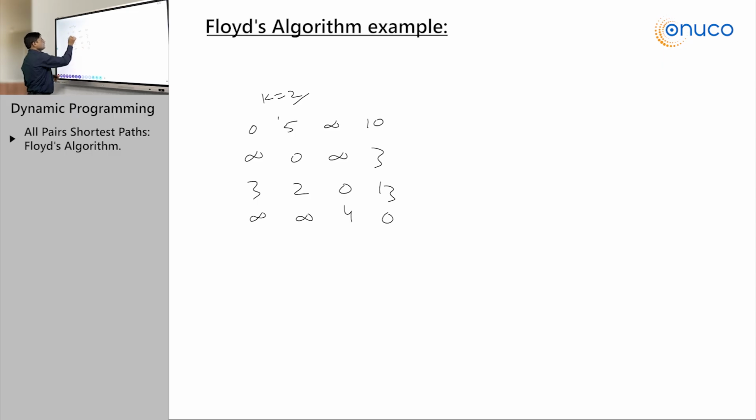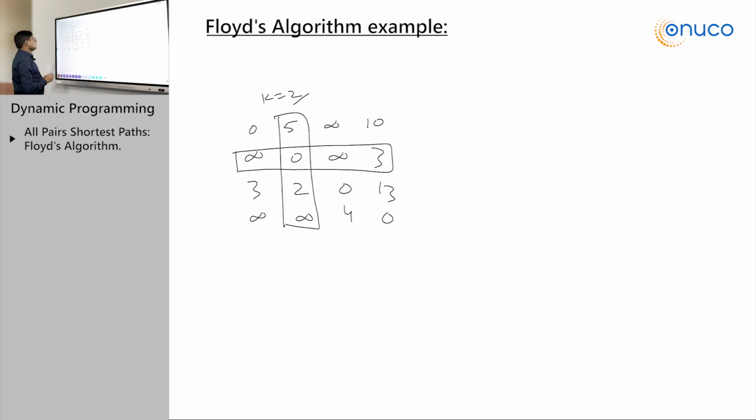K is equal to 2, it means what? We are going to select second row and second column. Now this value depends on this and this. Infinity plus 5 is a very large value, so let it be 0, so no problem. Here in this part we will check this infinity. 5 plus infinity remains infinity, no change. So this 5, this is infinity.